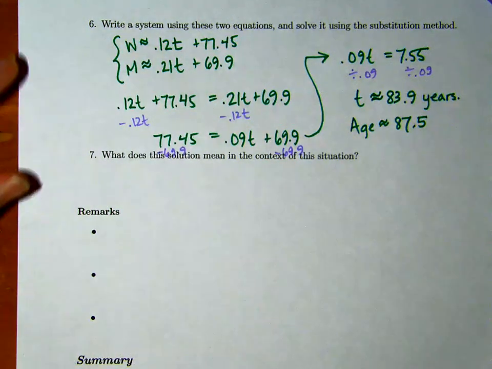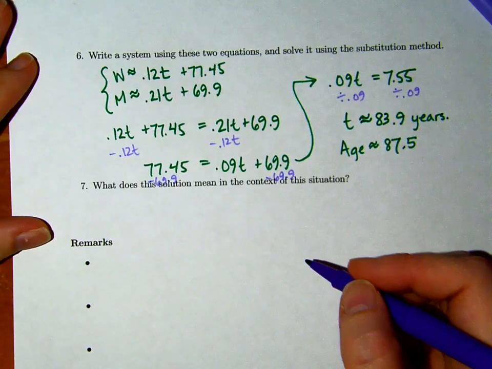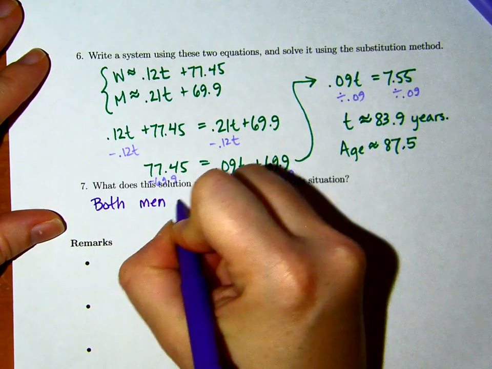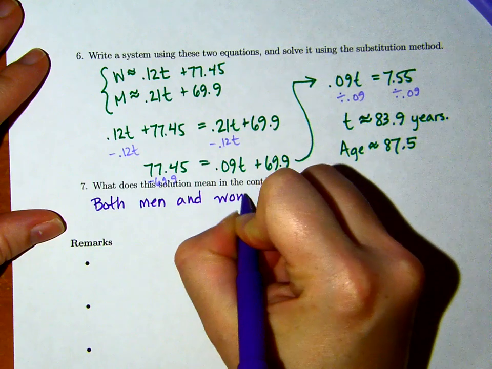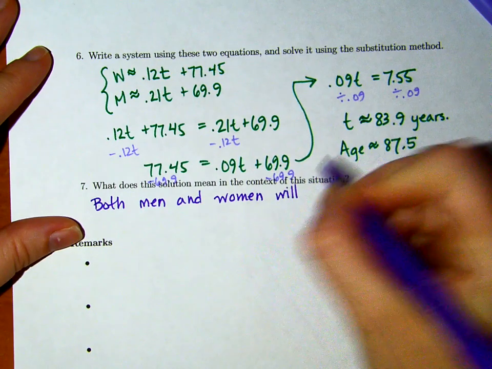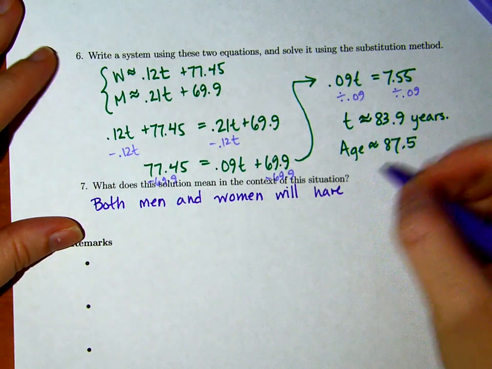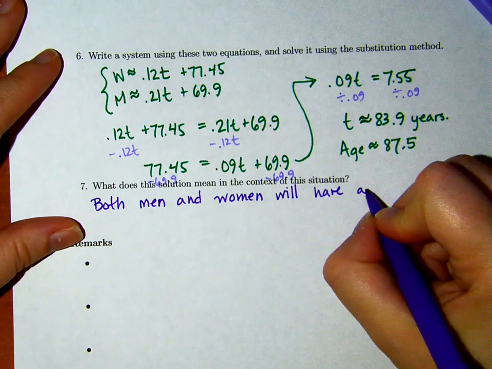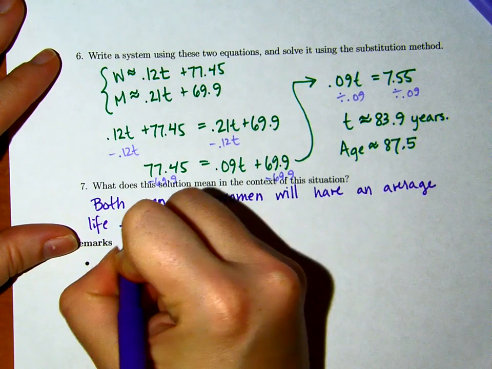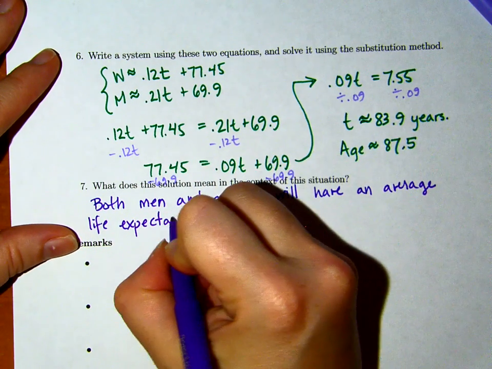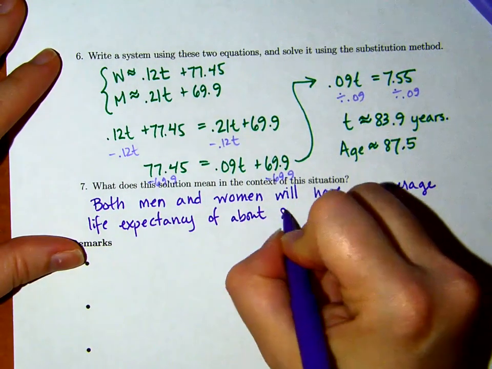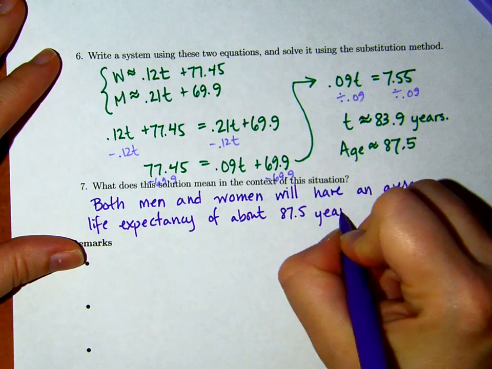What does this solution mean in the context of the situation? Well, both men and women, not to leave others out, will have an average life expectancy of about 87.5 years old.